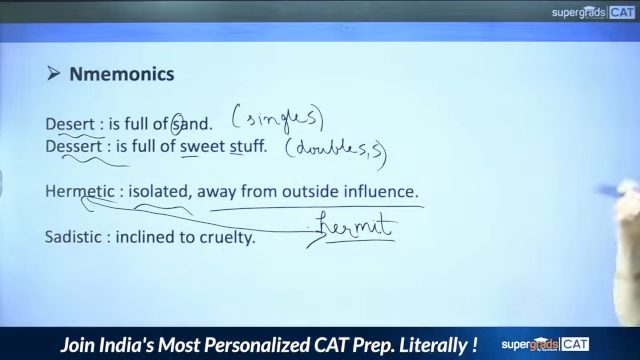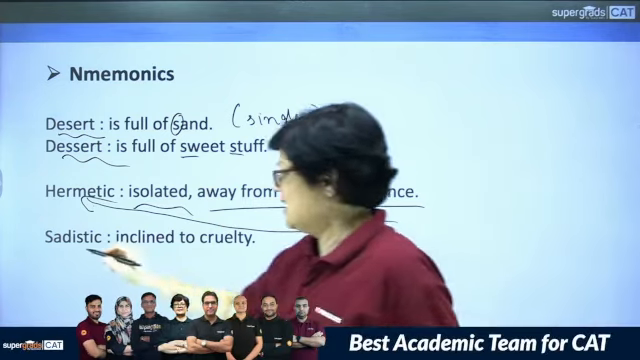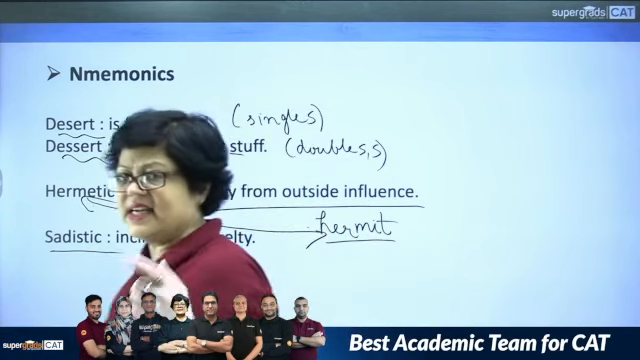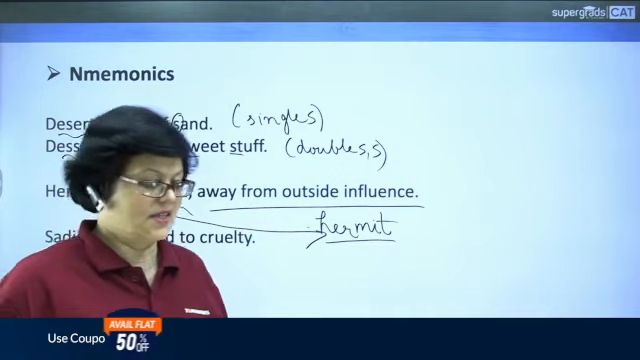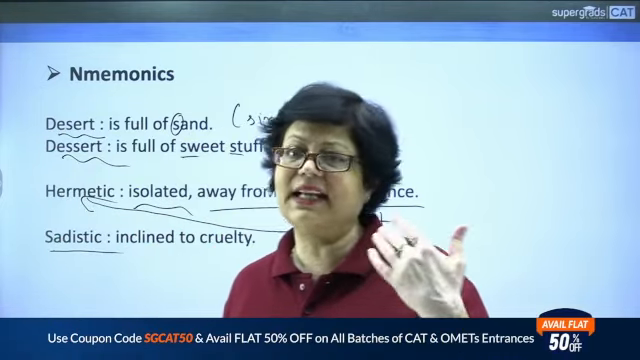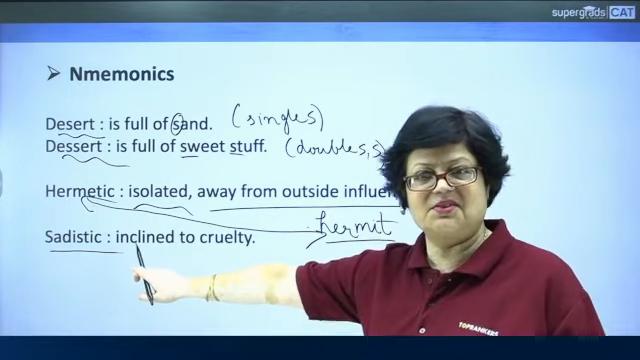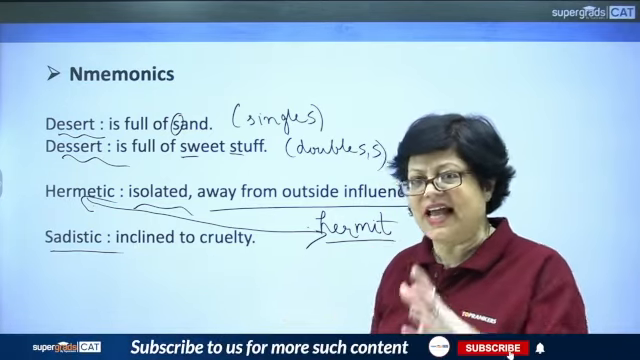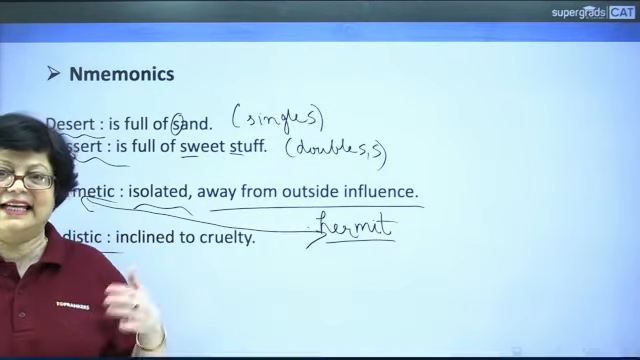Come to the third word, sadistic, which is inclined to cruelty. It is said that a sadistic is a person who gets happiness in inflicting injury, inflicting unhappiness, or inflicting torture on somebody else. This is the literal meaning. So what you have to do here, dear students, is imagine, visualize. Visualization plays a major role in such techniques and tricks.